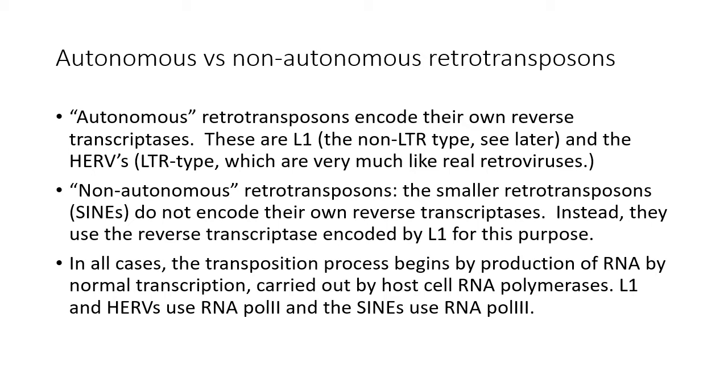Okay, so in all cases, the transposition process begins with the production of RNA by normal transcription carried out by the host cell RNA polymerase, not the reverse transcriptase encoded by the element itself. So we use Pol II for the L1 and the endogenous retroviruses, and the SINEs use Pol III. But in any case, they are transcribed by our own RNA polymerase.